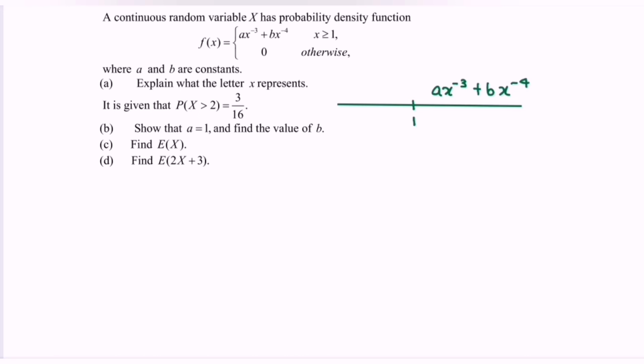A, explain what the letter x represents. In here, the letter x represents the value for the interval, for example from 1 until infinity. That is the value for x. It is given that the probability that x is greater than 2 is equal to 3 over 16. Show that a is equal to 1 and then find the value of b. So let's begin.